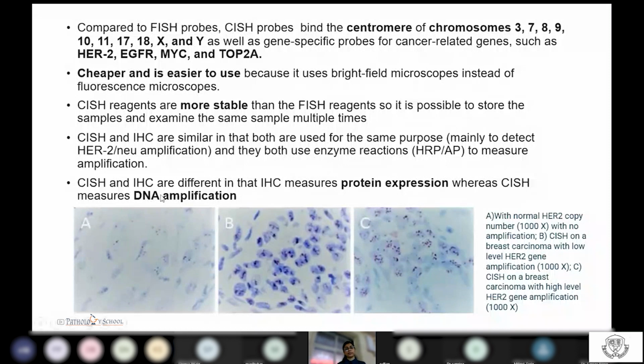And your IHC only measures your protein expression, whereas CISH measures your DNA amplification. So the first diagram is showing no amplification in HER2. This is seen in breast carcinoma, in which there is a low amount of amplification, and this last C is your breast carcinoma showing high amplification.